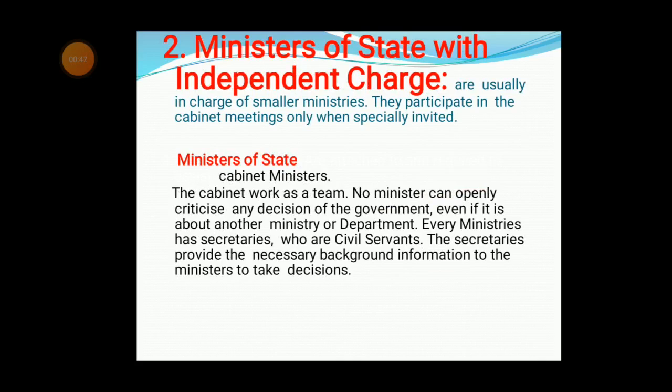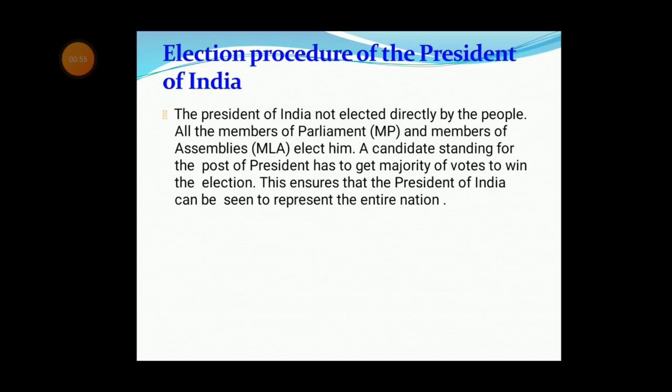They have separate charges which have been given to them, and the cabinet ministries work in the form of a team. And I told you that we'll see about the election procedure of the President of India, and we'll see the power and limitations of the President today.